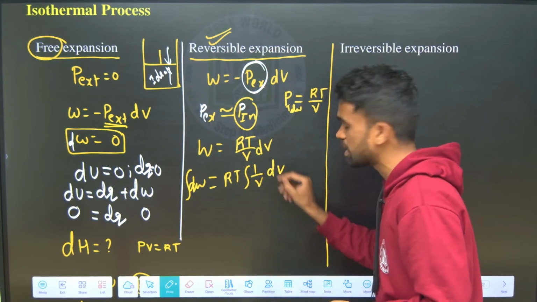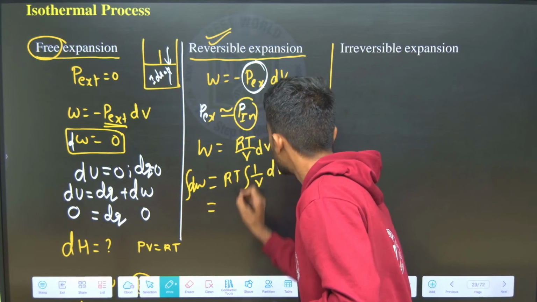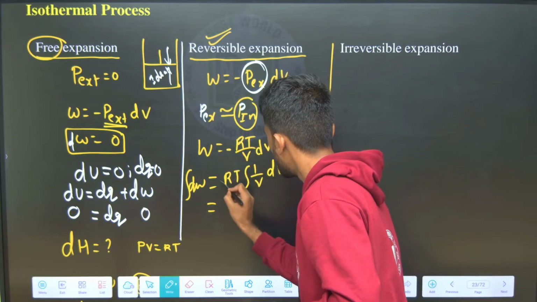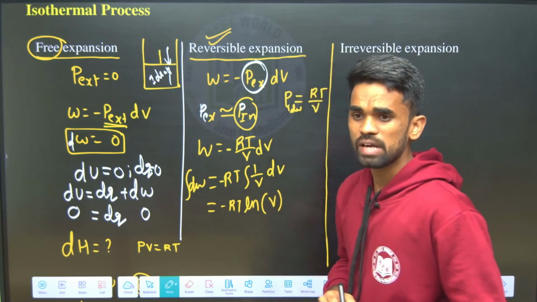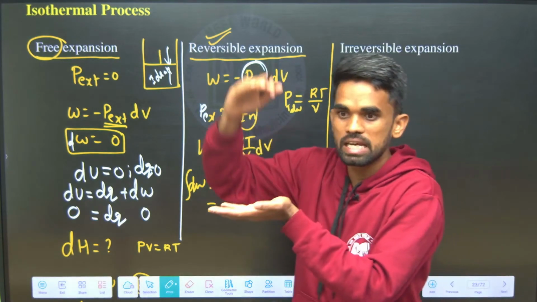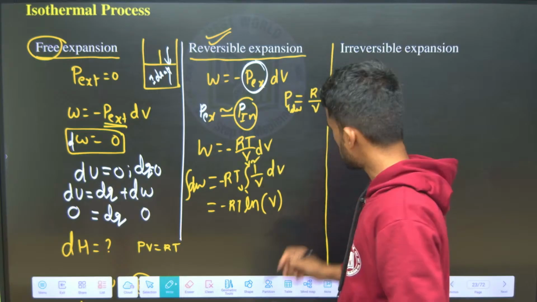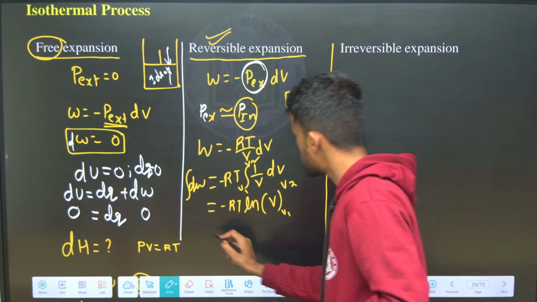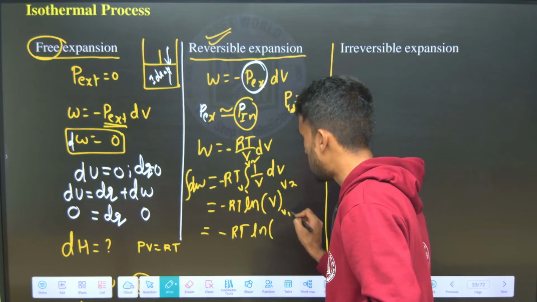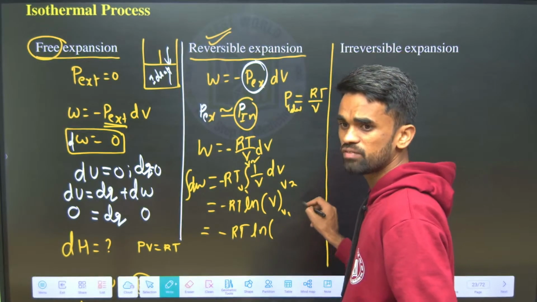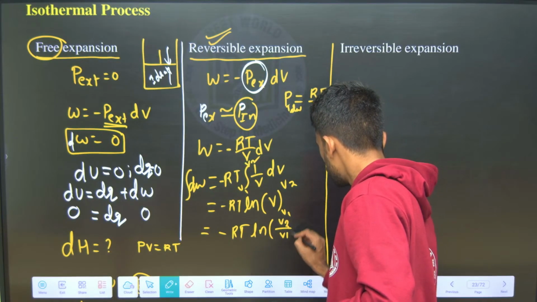So 1 by V dV: integration of 1 by x dx is ln x. The minus sign stays as it is, so we get minus RT ln V. We are saying expansion, so there will be a change in volume. Initial volume is V1, final is V2. So the equation becomes minus RT (ln V2 minus ln V1), which I can write in ln A by B form as ln V2 by V1.